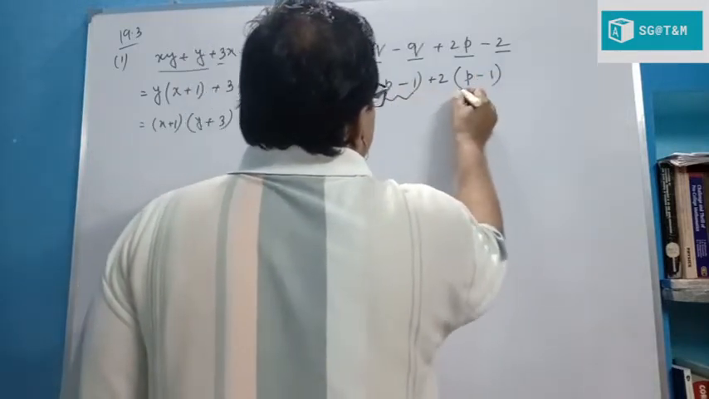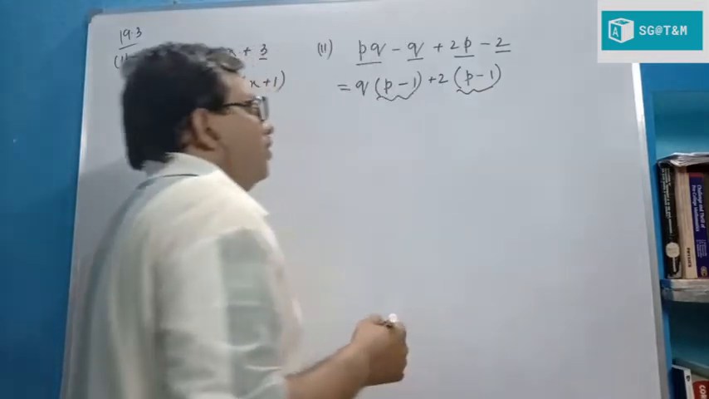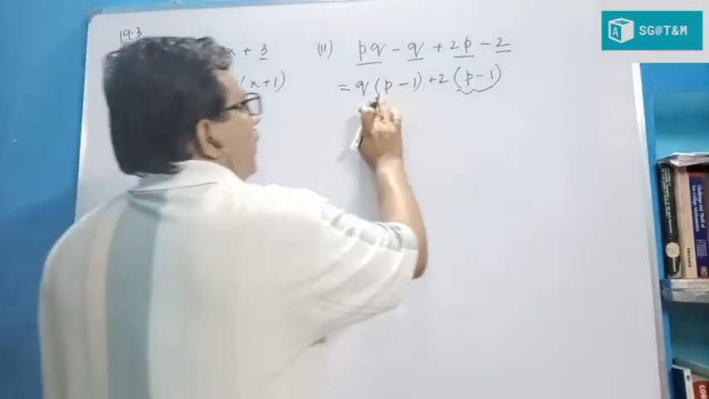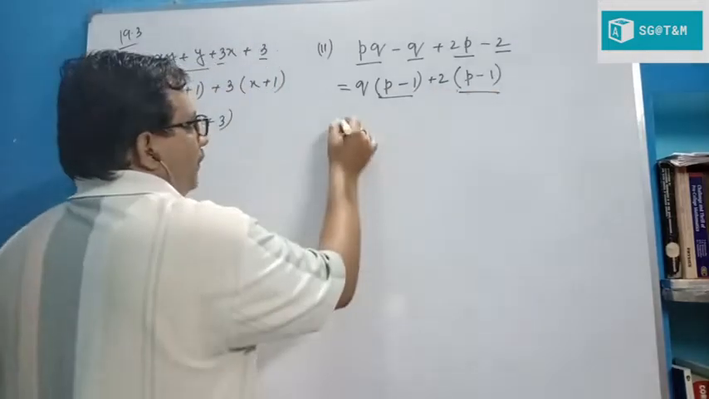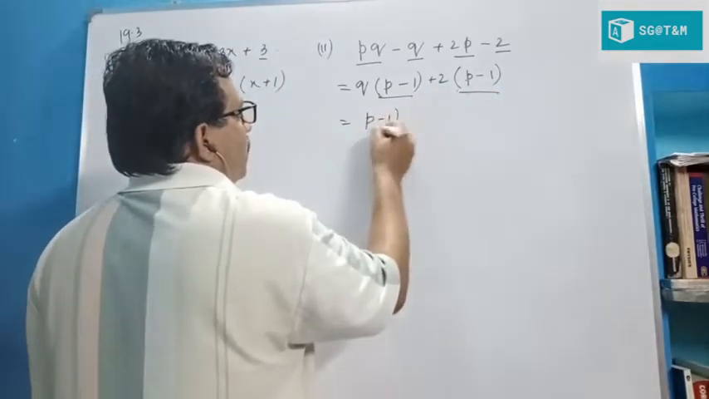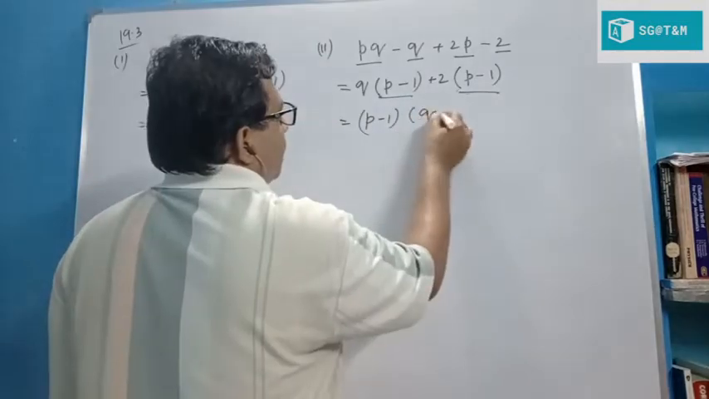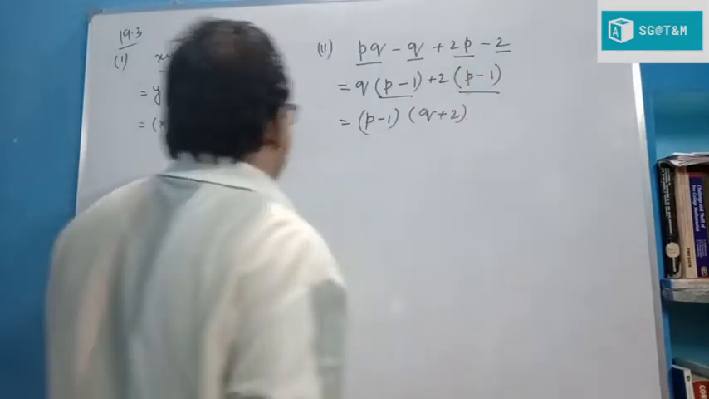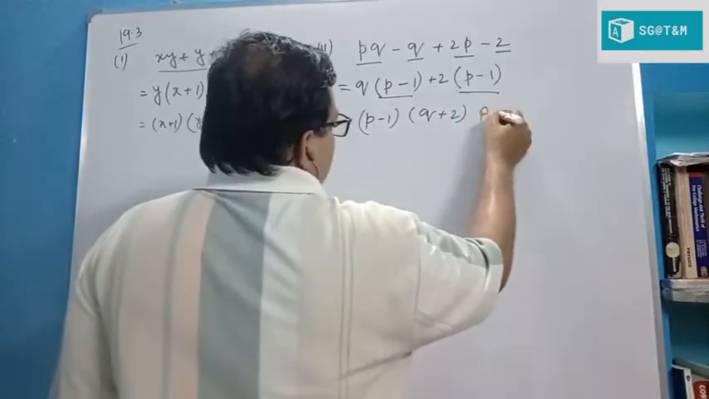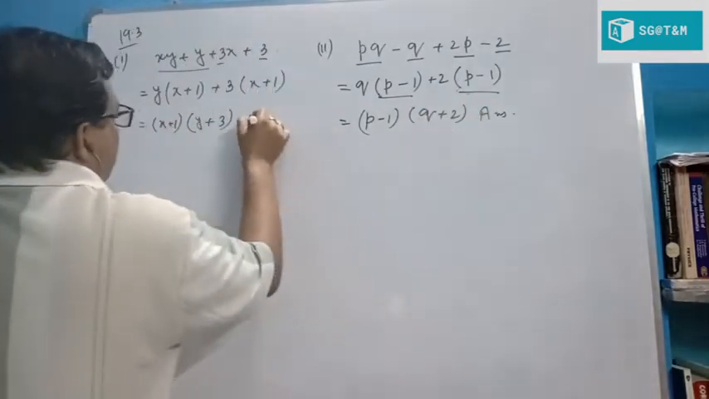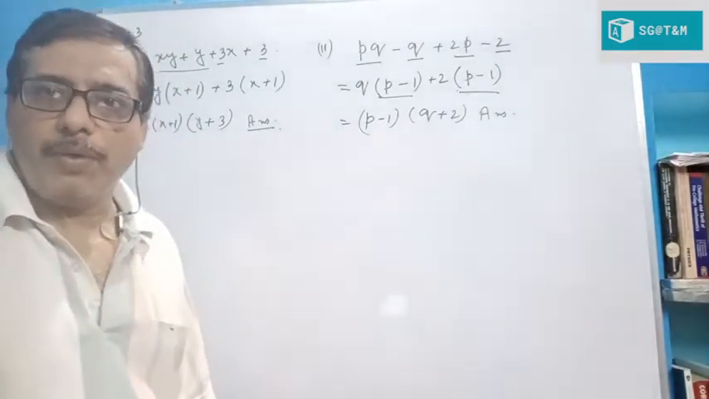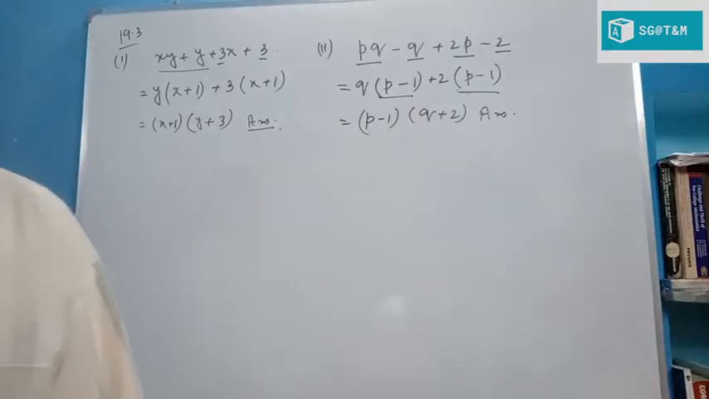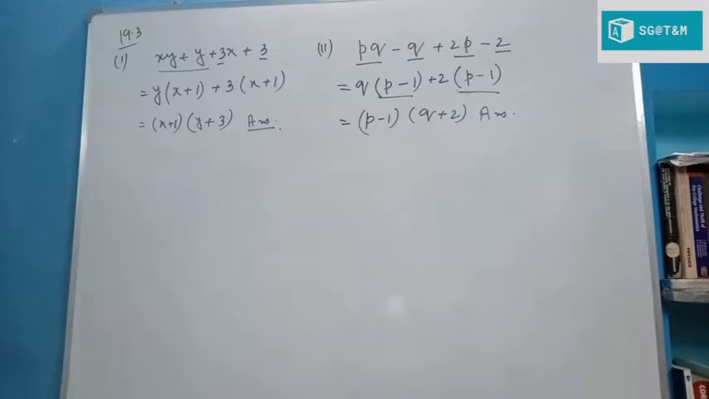Again, P minus 1 and P minus 1 is common to both. From here also P minus 1 and this is also P minus 1. Take common P minus 1 from both. The remaining is Q plus 2. This is the answer. That means resolving into factors is nothing but expressing in the product form. Then you get resolving into factors very easily.